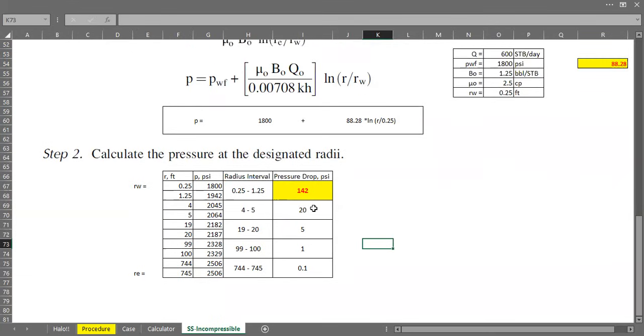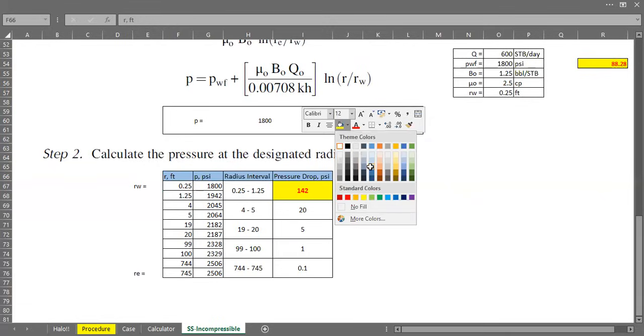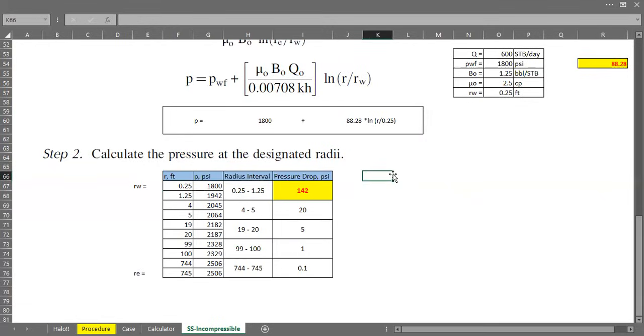So the biggest pressure drop occurs here, close to the wellbore radius. Wellbore radius is at 0.25, 1 feet interval. Here, the pressure drop is very big. Yeah, that's the characteristic of radial flow. As you go closer and closer to the wellbore, the pressure drop becomes bigger and bigger, greater and greater.